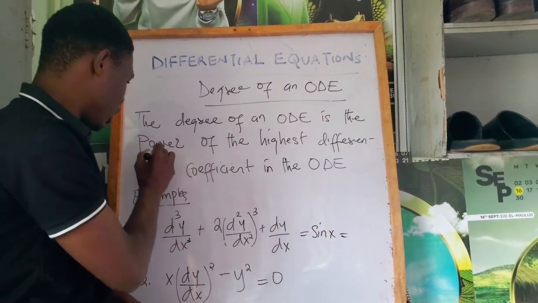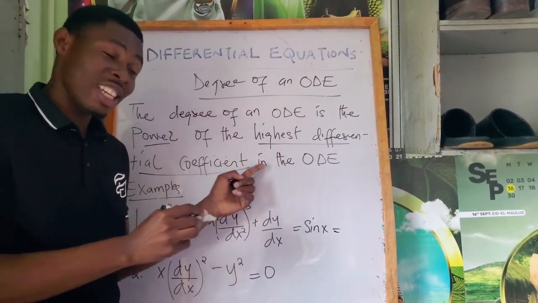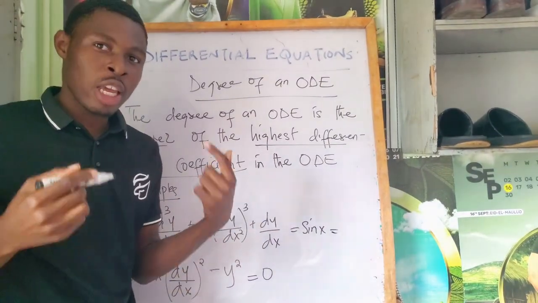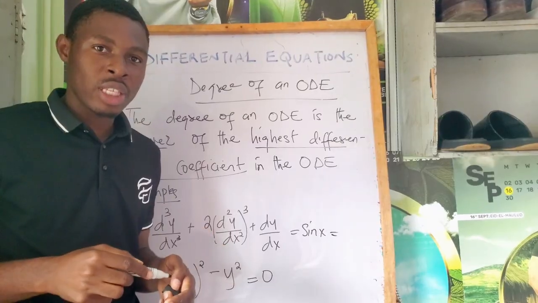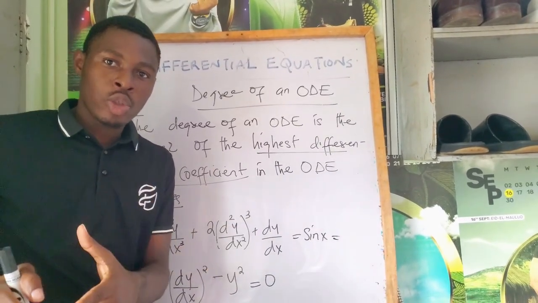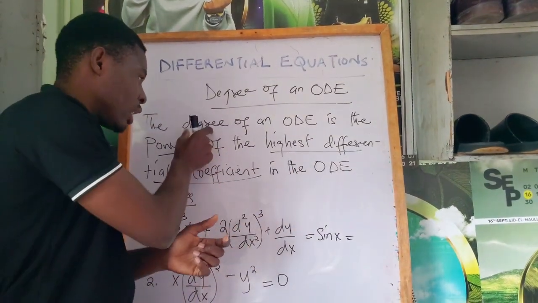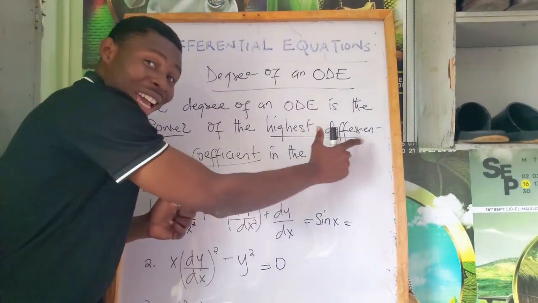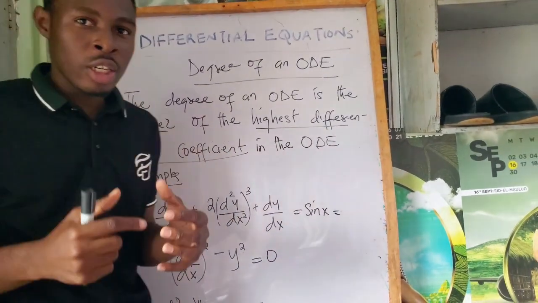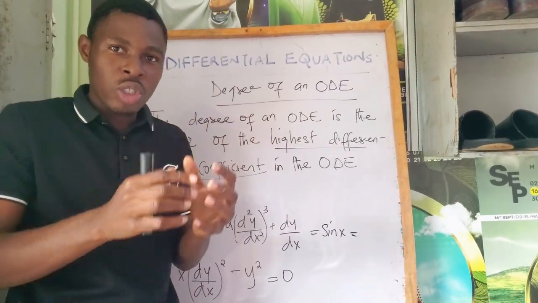It is the power of the highest differential coefficient in the ODE. And just like we've talked about earlier, the order of an ODE is attributed to the highest differential coefficient in the equation. So let us take a look. Now we are saying that the degree is the power of the highest differential coefficient. So the degree of an ODE is the power to which the order of that ODE is raised.